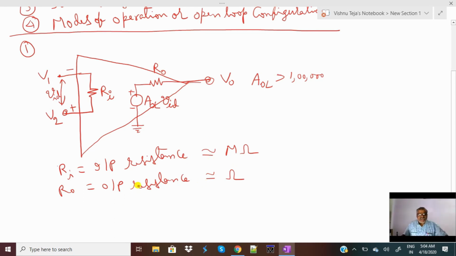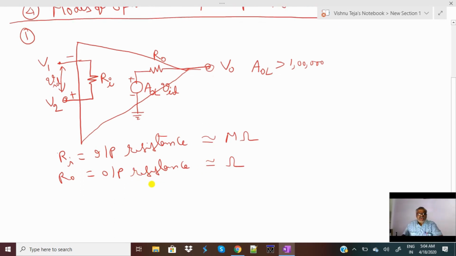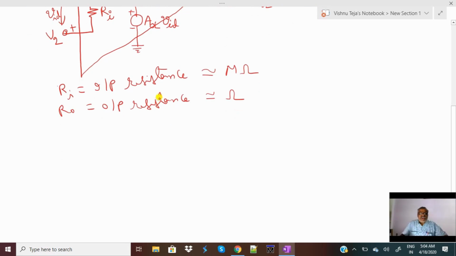Because the output impedance is very small, the circuit is able to deliver maximum current to other circuits. So it indicates the output of this operational amplifier can drive a large number of circuits, and because the input impedance is very high, it will not load any previous circuits. These are the main advantages of this operational amplifier.